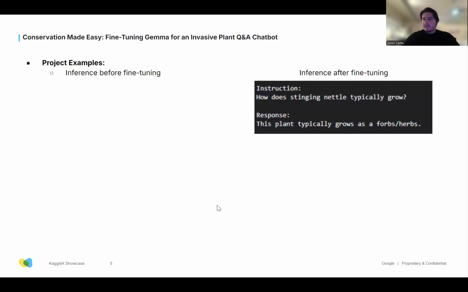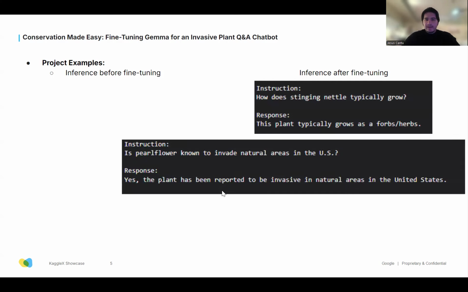Inference after fine-tuning tells a different story. So we get more information about plants. One of the questions is how does this plant particularly grow? And it gives me that information, which is correct. Another question that I asked is whether pear flower is known to invade natural areas in the United States, and that's what we're looking for. Yes, it tells me that the plant has been reported to be invasive. And again, this information is correct.